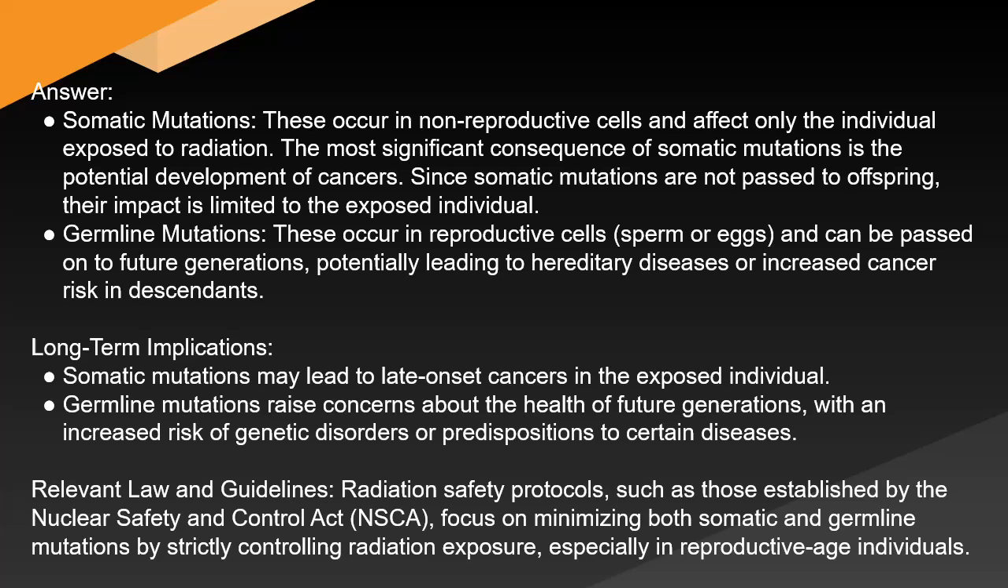Long-term implications. Somatic mutations may lead to late-onset cancers in the exposed individual. Germline mutations raise concerns about the health of future generations, with an increased risk of genetic disorders or predispositions to certain diseases. Relevant law and guidelines. Radiation safety protocols, such as those established by the Nuclear Safety and Control Act (NSCA), focus on minimizing both somatic and germline mutations by strictly controlling radiation exposure, especially in reproductive-age individuals.